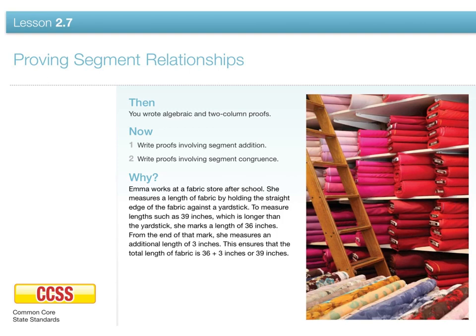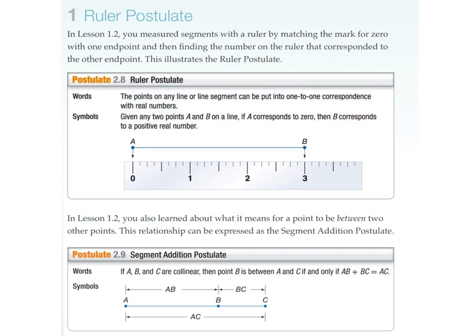Okay, notice first of all there's no new vocabulary, so all the vocabulary you've already done in previous exercises. Today really we're not going to do any work on the ruler postulate, but the segment postulate, you will be doing a lot of it today. But have a look at the segment. If you look at what they're doing, they're separating A, B and C between AB and BC, and then giving you the whole length AC.